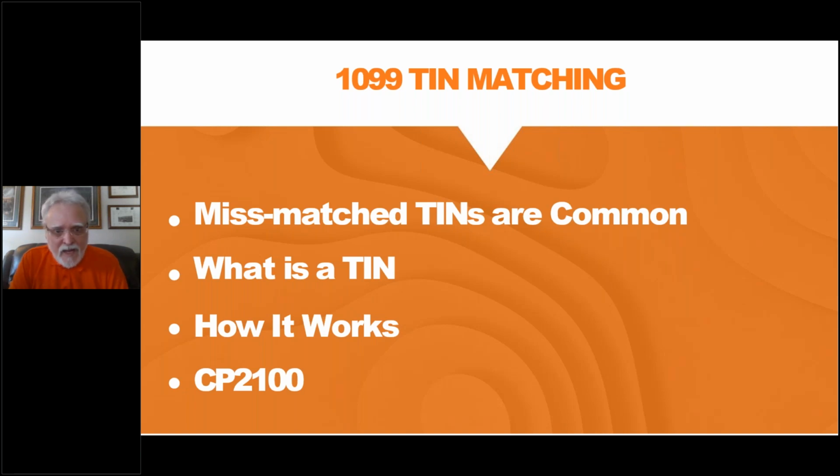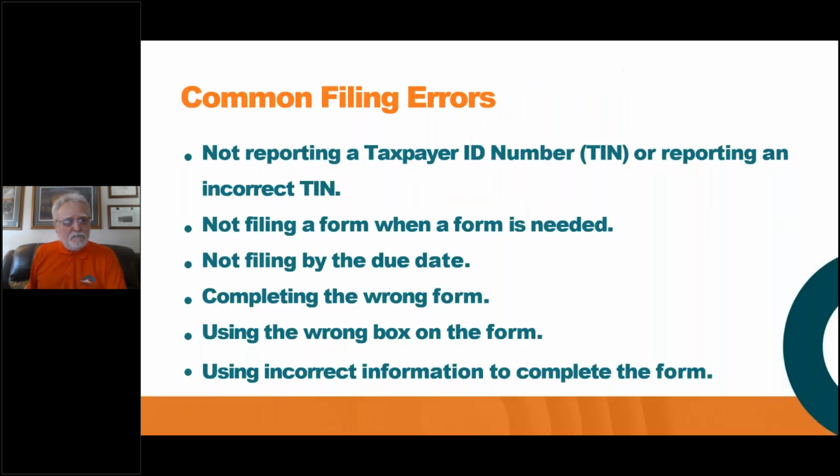With 1099s, the most common error is a TIN mismatch, where the name of the company does not match the EIN that you're filing for. So we'll talk about what a TIN is, about how TIN matching works, and then a little thing called the CP2100, which you want to avoid at all costs.